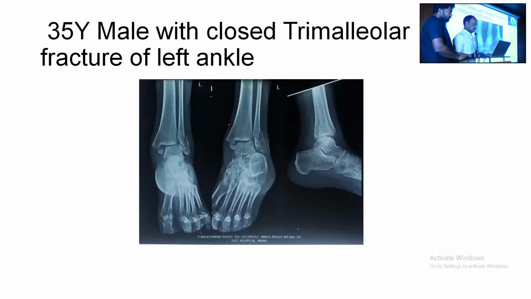Sir, good morning, sir. 35-year male with a closed trimalleolar fracture of left ankle, sir. Lauge-Hansen classification, supination and external rotation.